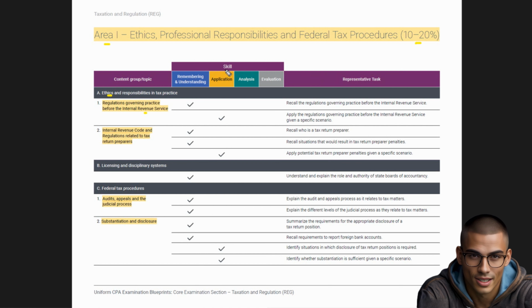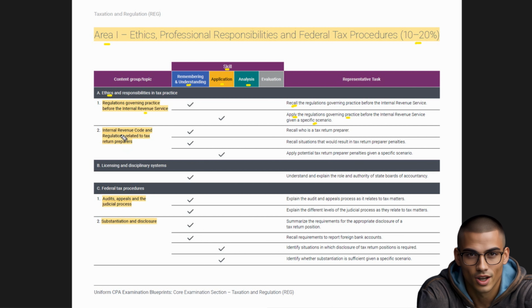And here you're going to see the skill areas that we spoke about: the remembering and understanding, the application, and the analysis. Evaluation is not part of the REG exam. So here you have the representative tasks for regulations governing practice before the IRS. You're going to need to be able to recall the regulations governing practice before the Internal Revenue Service. You're going to need to be able to apply those regulations governing practice before the IRS, given specific scenarios.